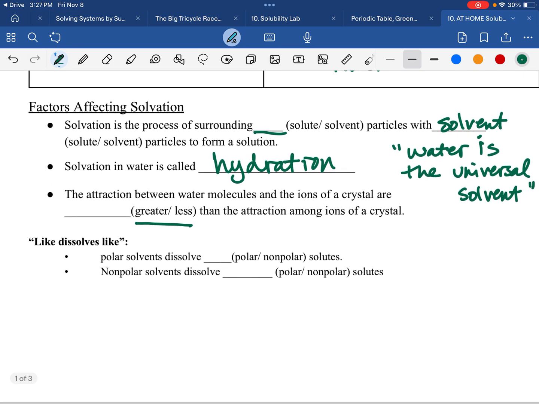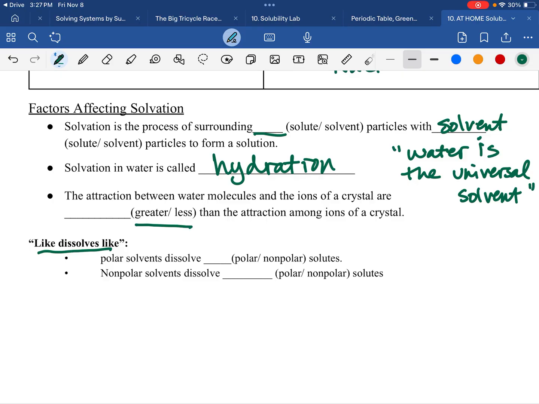You think about that. Then we have this phrase called like dissolves like. Polar solvents like water always dissolve polar solutes. Like dissolves like.